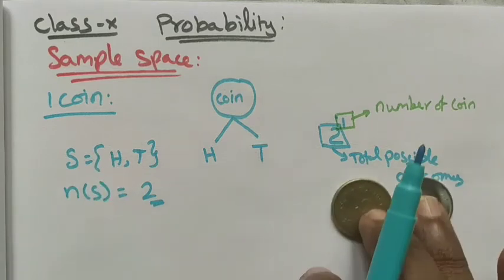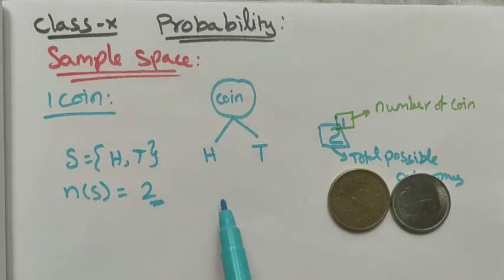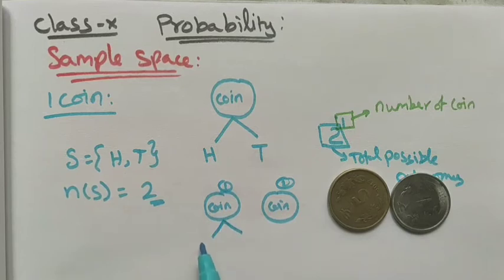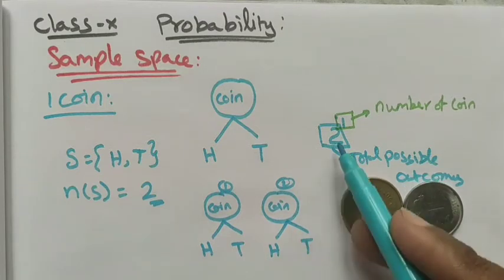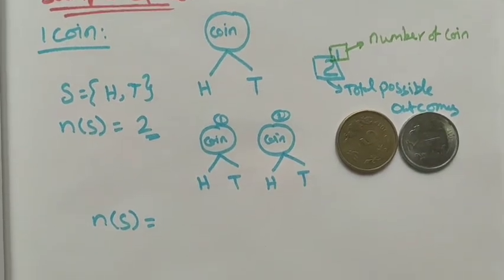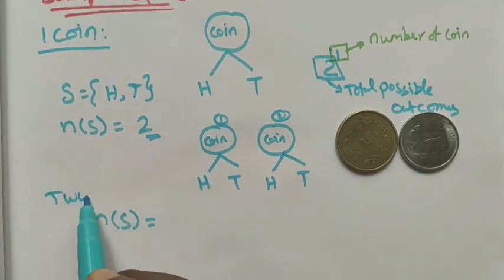Suppose it has 2 coins. So here we have 1 coin, and also here we have another coin. Let me take it as coin 1 and then coin 2. For coin 1, the total outcomes are head, tail, and the same for coin 2, the total outcomes are head and tail. By this condition we can find the number of sample space for 2 coins.